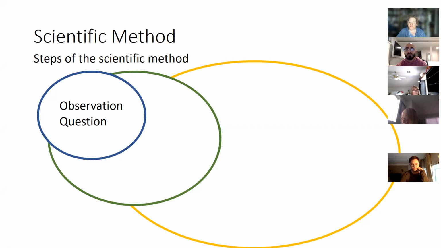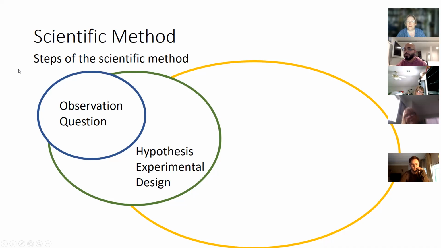I call it the "I wonder why" stage of the scientific method. Hey, I see this and I wonder why. So then what we need to do next is take that observation, that question, and build an experiment with it, to test my idea of what's causing the observation or the question. So we call this a hypothesis.